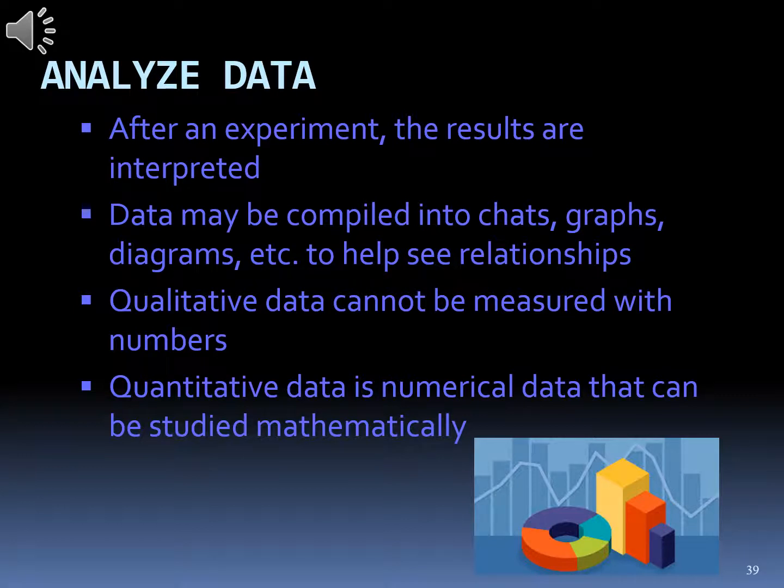Quantitative data is numerical data that can be studied mathematically, and the quantitative data for our example would be the exact temperature that we used and the exact number of bacteria that are still alive at a given temperature in that sort of experiment. So quantitative data tends to be what scientists are after, but again, qualitative data can be important depending on the nature of the experiment and the nature of the question or problem that you're trying to solve.